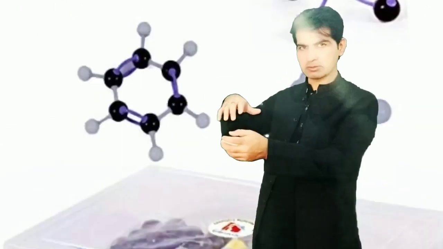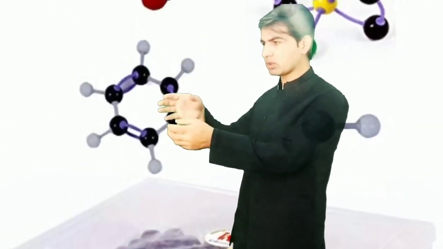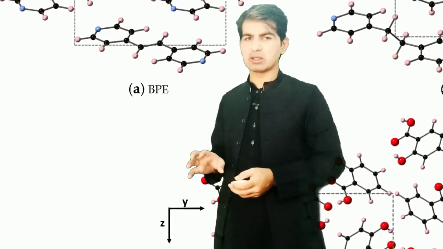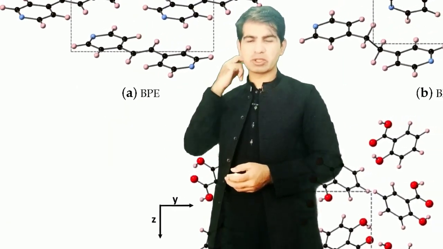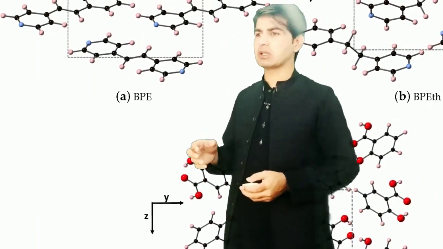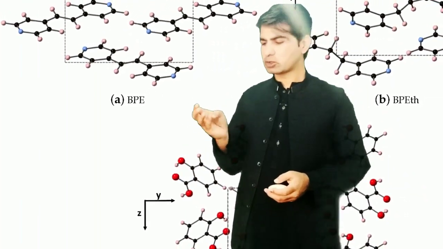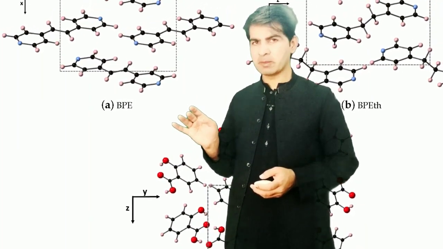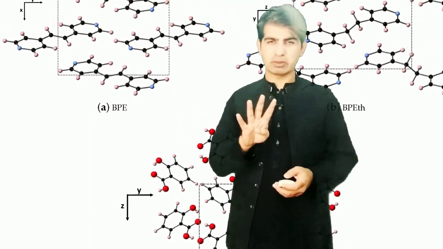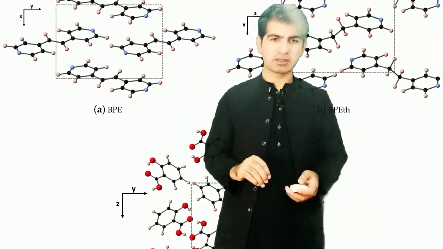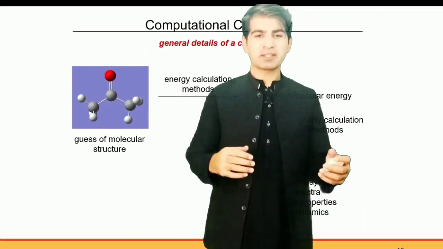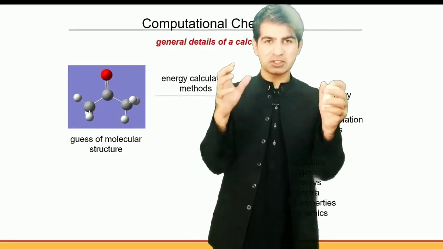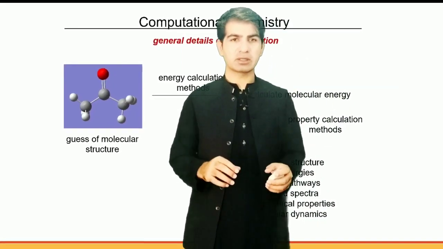The first few properties I studied are related to DFT, and the last one, as I told you, is protein calculation, where we will do the docking. I told you about Amber, GOLD, MOE and AutoDock; these are the software which are used for protein calculations. Okay, in computational chemistry, I'm going to tell you about the general details of the calculation.